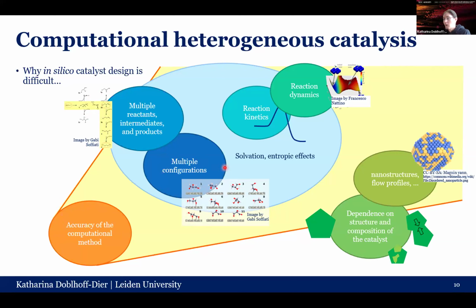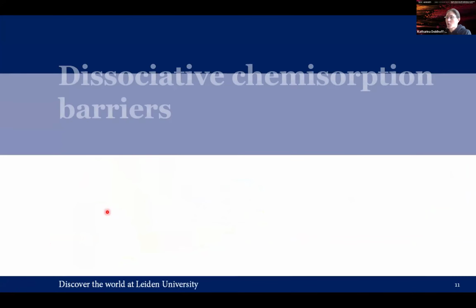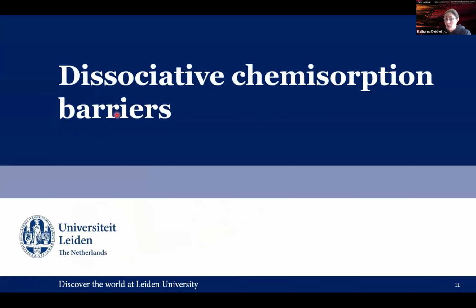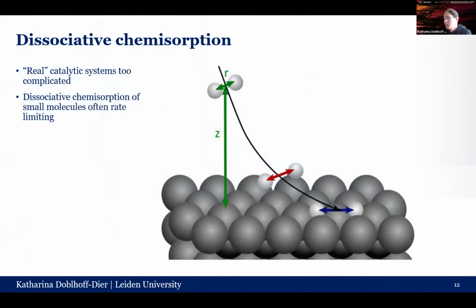And clearly, in such a system, there are several properties that we can be interested in, and I think each of those properties comes with its own difficulties. In my talk here, I want to focus on barriers. To be more exact, not only on barriers, but on a specific type of barriers, namely dissociative chemisorption barriers. Now, what is that? It's nothing else than a small molecule or any molecule coming towards the surface, then dissociating, and the dissociative products adsorbing to the surface.